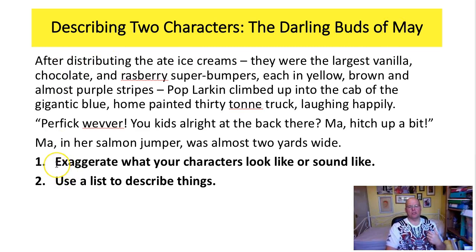And you're going to learn two things here: to exaggerate what your characters look like or sound like. Here it will be both. And using a list to describe things. This was something that Dickens was absolutely awesome at, and it's a really brilliant trick to get your readers to fully understand the characters. The list is really powerful.